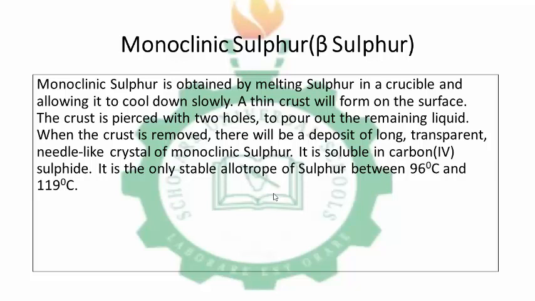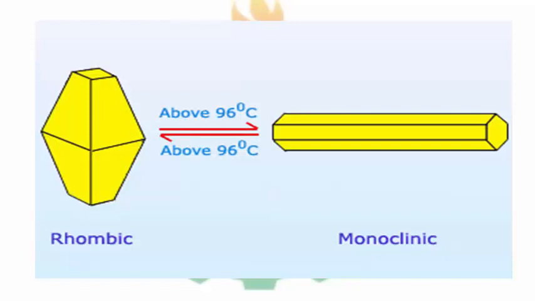Now, and again, monoclinic sulfur is amber in color, while rhombic sulfur is yellow in color. Now, this rhombic sulfur, as you can see, is octahedral in shape, and this is monoclinic sulfur. Now, this is the transition. Above 96 degrees, you have the monoclinic sulfur. Below 96 degrees Celsius, you have the rhombic sulfur.